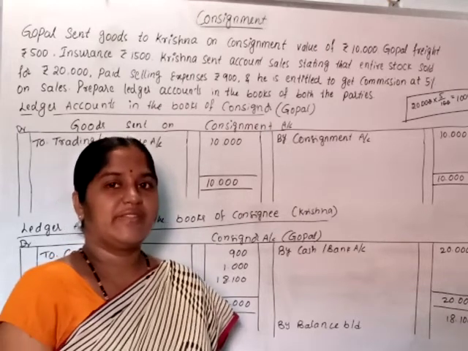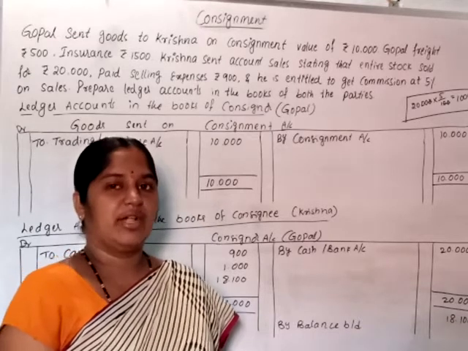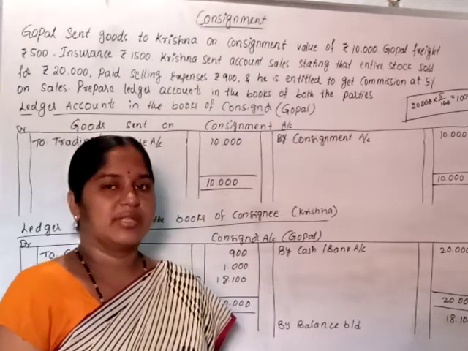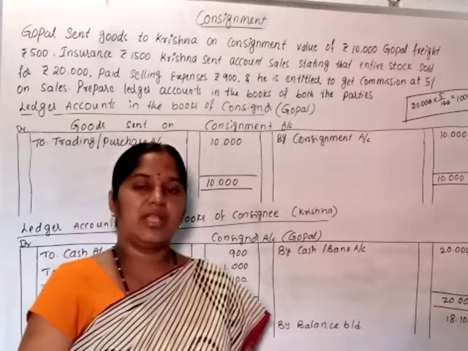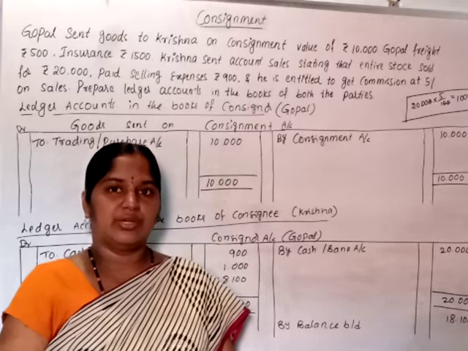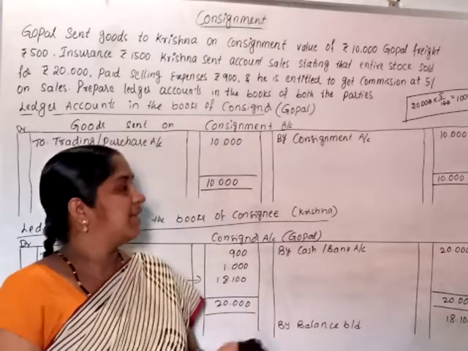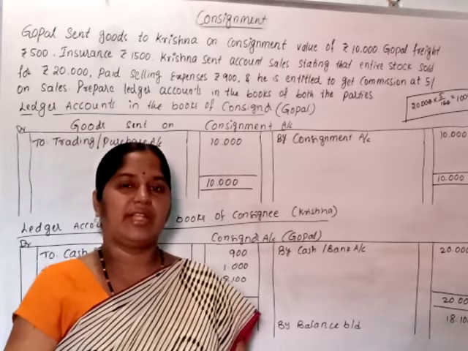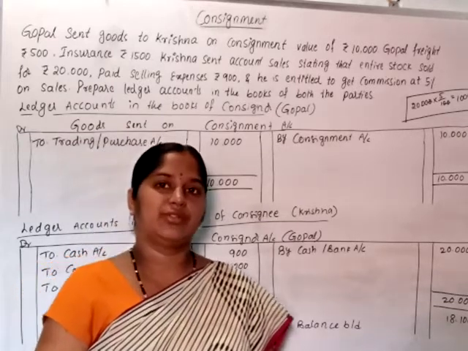Okay, the stock which is not sold and that is with the consignee only, that is called unsold stock. What do we mean by unsold stock? Here, the stock which is not at all sold by the consignee is called unsold stock. Now, for this unsold stock we have to calculate using a different method.